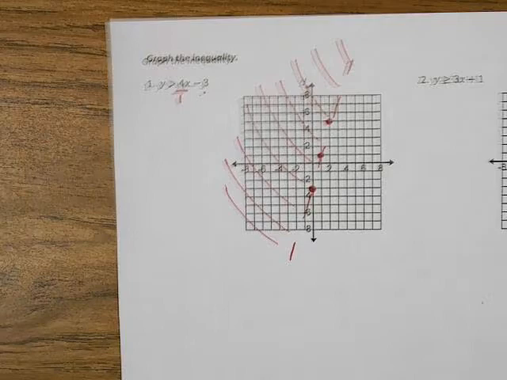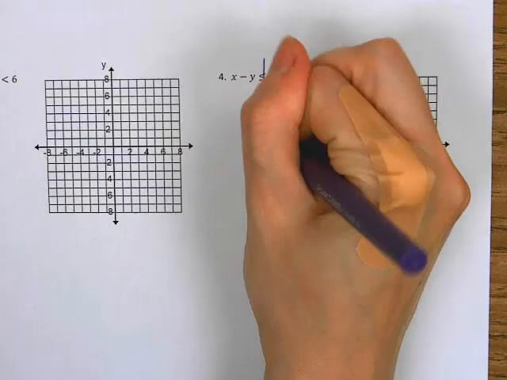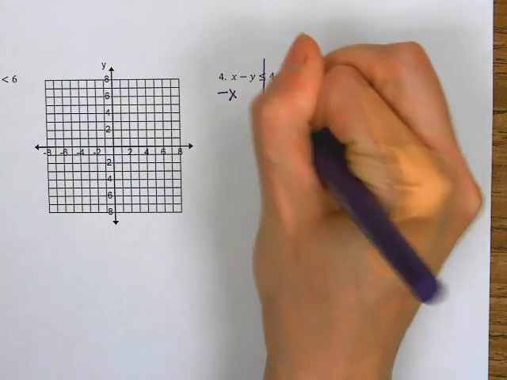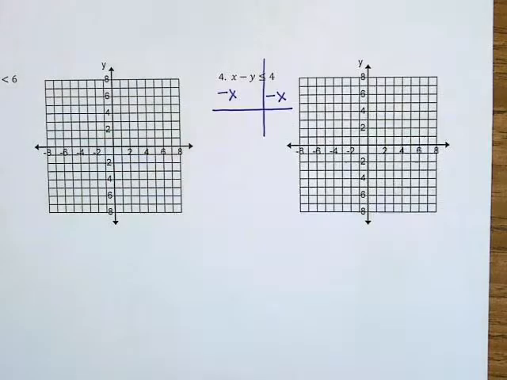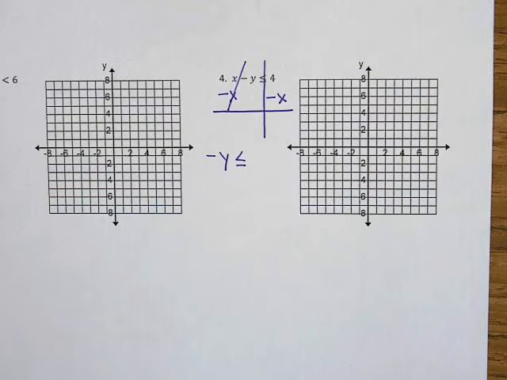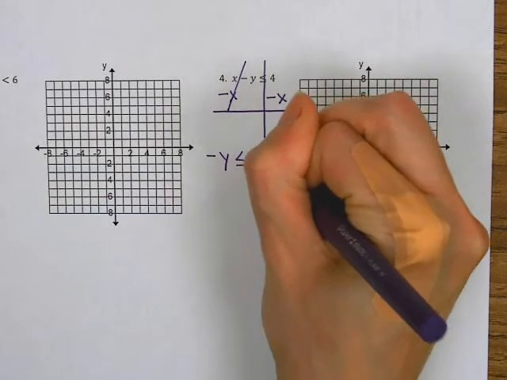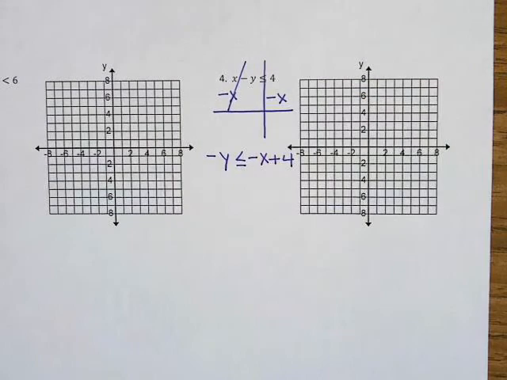All right, let's try one more. Number 4. Now this one's harder because we have to get y alone first. So if you draw the wall, we're going to have to minus the x over to the other side. And then we're left with negative y is less than or equal to. Instead of 4 minus x, I'm going to rearrange it and do negative x plus 4. I just like that form better.